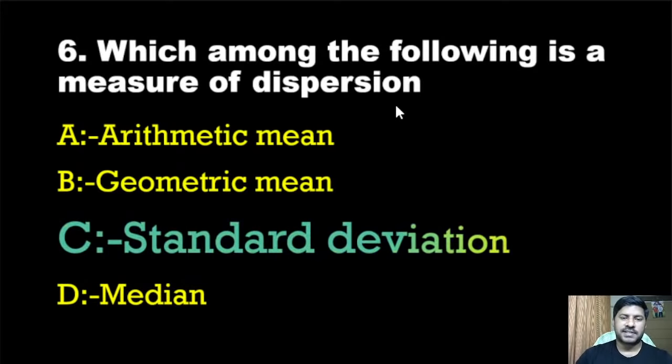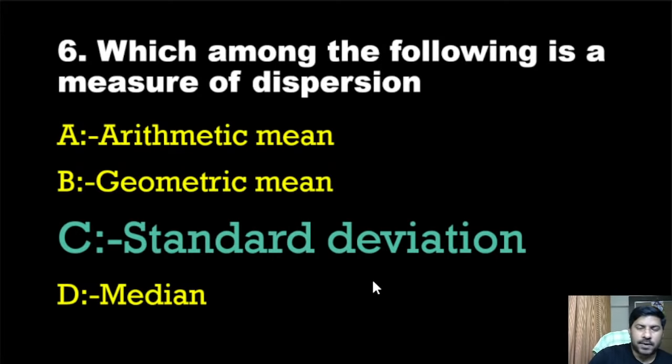Correct answer is standard deviation. Standard deviation is the most commonly used measure of dispersion. It is a measure of spread of data about the mean.